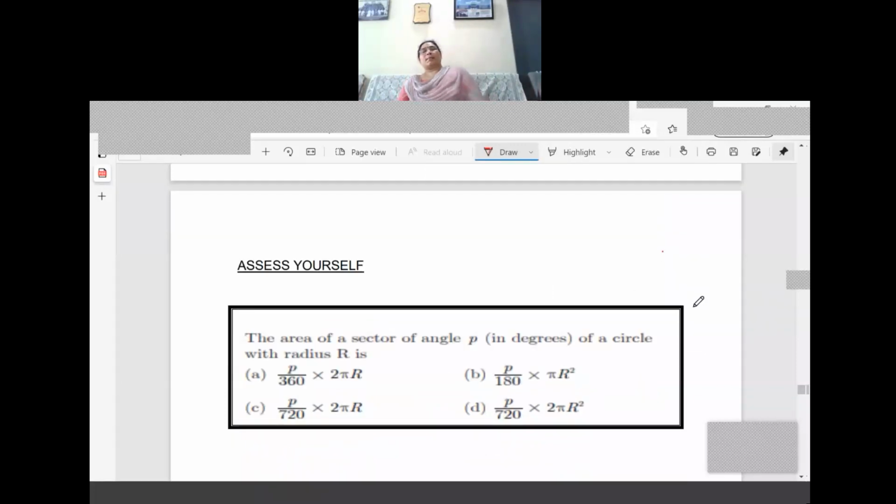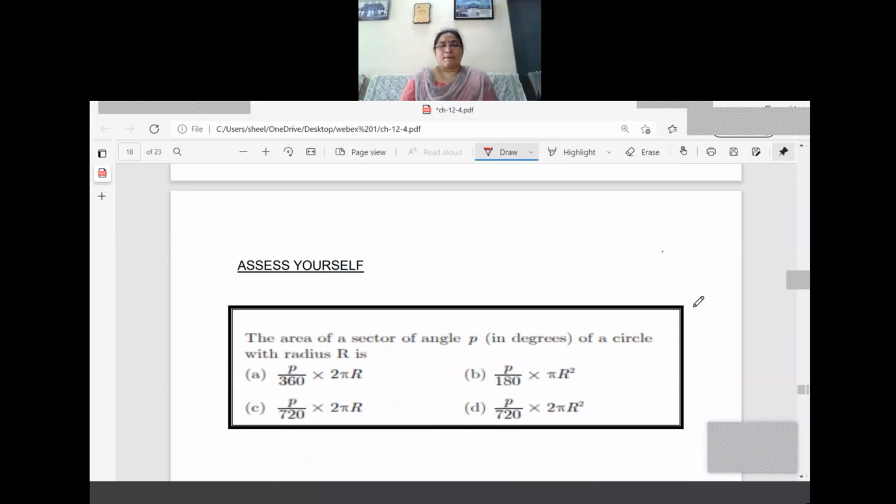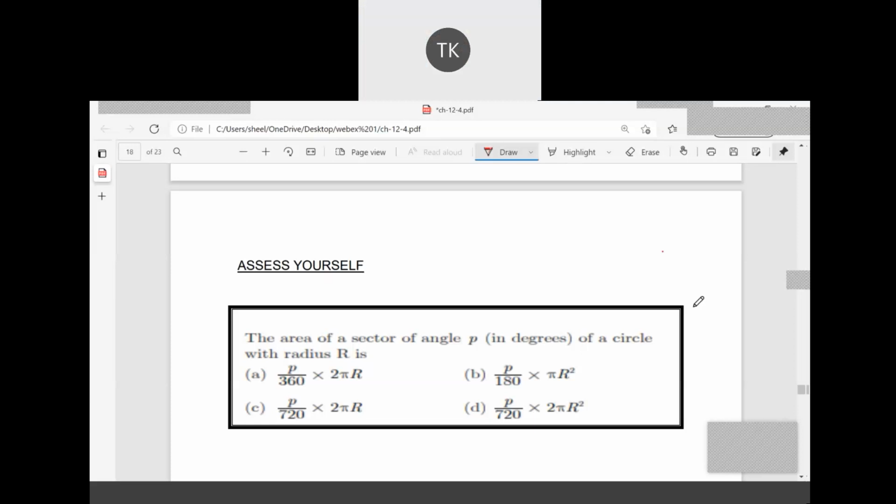Okay, the first question. D, ma'am. Okay, the area, let me read first. The area of the sector of the angle P in degrees of a circle with a radius R. So it is already given that the answer is D only. Why did 720 come there? Ma'am, B, ma'am. Ma'am, we can cancel, ma'am. Multiplied, you can cancel the denominator and you get the answer as numerator by 360. Right?